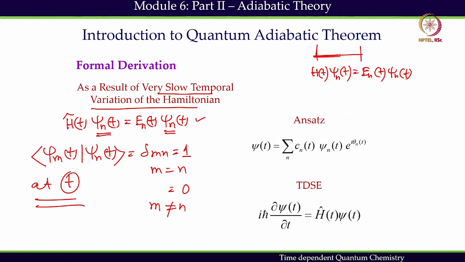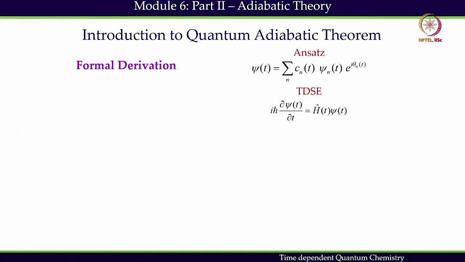So, these are the facts we have considered to solve this problem, and now all we need to do is that this is the answer, which is a trial wave function, we have to insert into this TDSE and get the solution, which means that we will be looking for the expression we have for C_n. C_n will give me the population of each available state. So, let us look at the derivation.